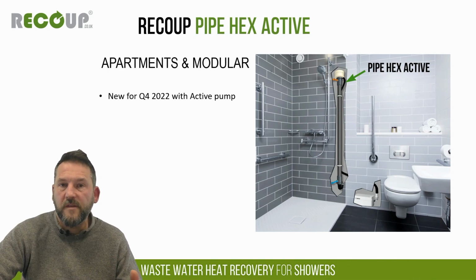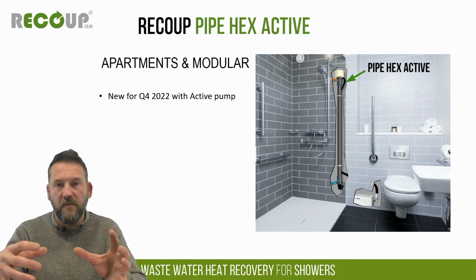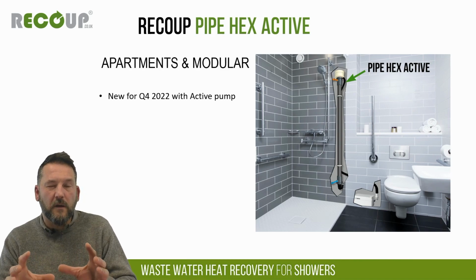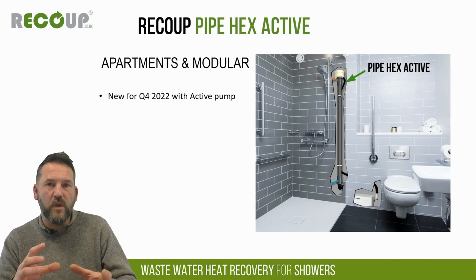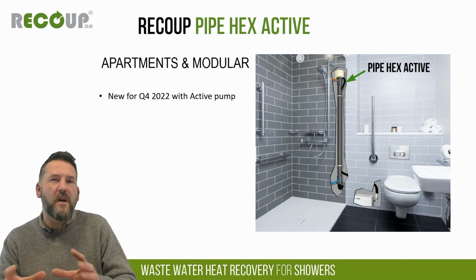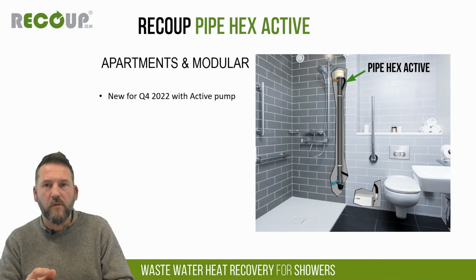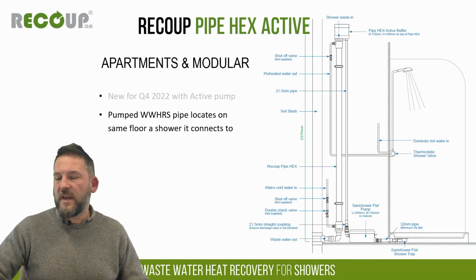So for instance, in an apartment, it might locate in the service void behind the shower, or in a modular, it would be able to locate within the pod floor footprint and can be delivered with the pod. So really good design, this one. It adds a lot of flexibility in where wastewater heat recovery can be used, and is kind of the final piece of the puzzle really for apartments and new build housing and ground floor as well. So it's a very flexible design. I'll just show you a CAD here.